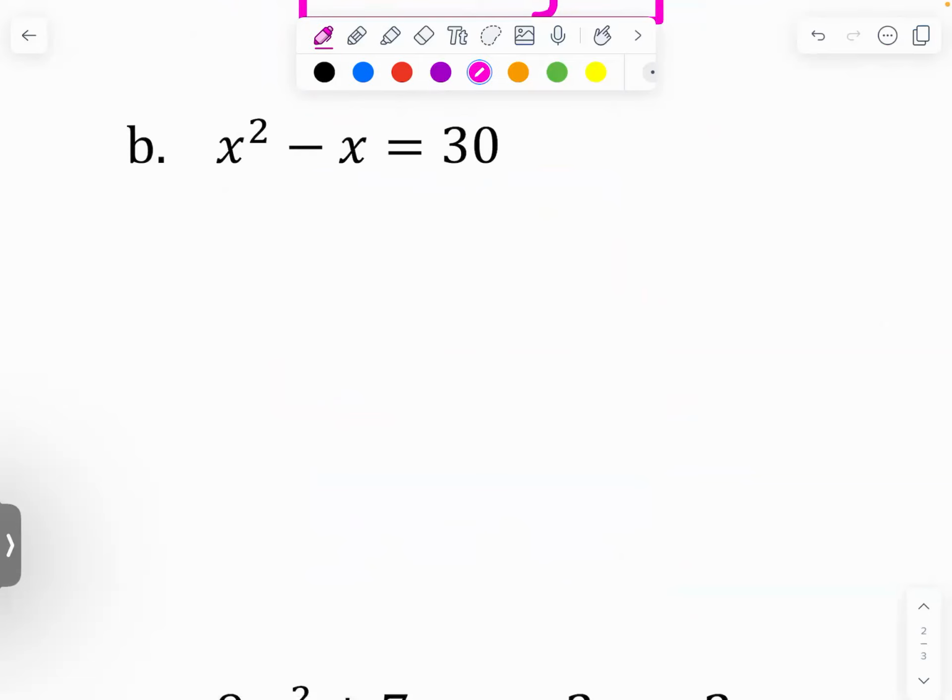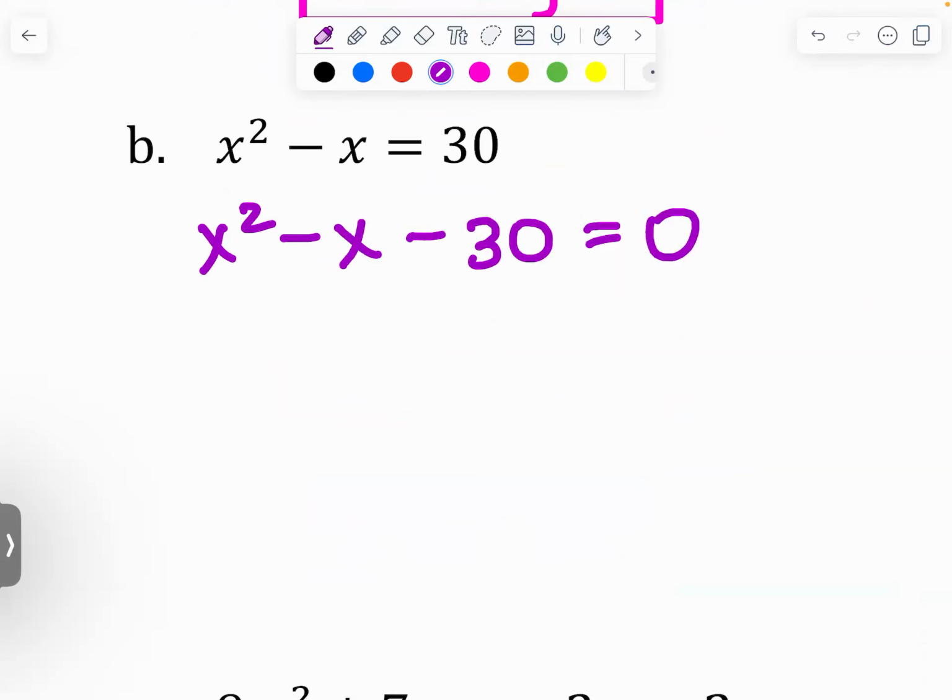Okay, let's look at this next one. Is this one set equal to 0? No. So we need to subtract over 30 so that now it does equal 0.